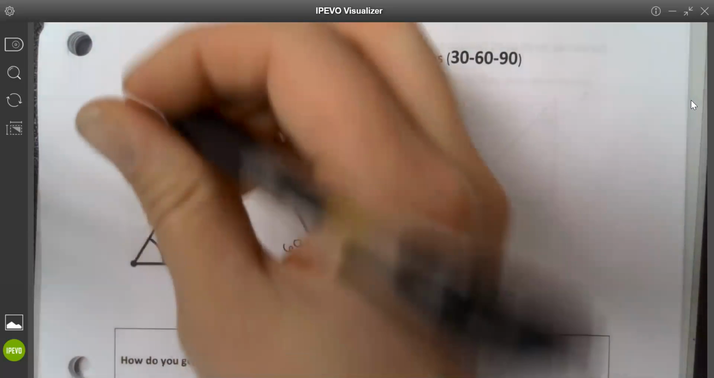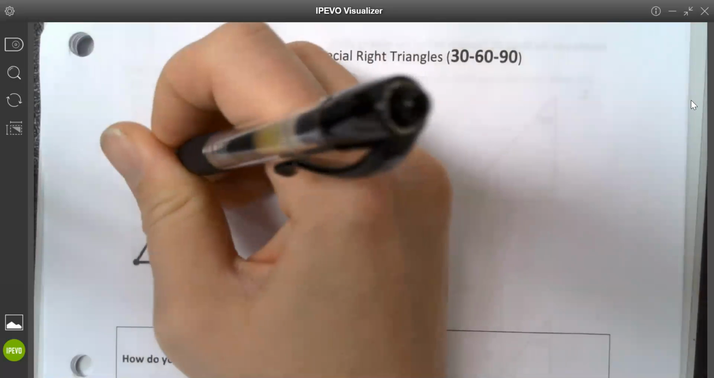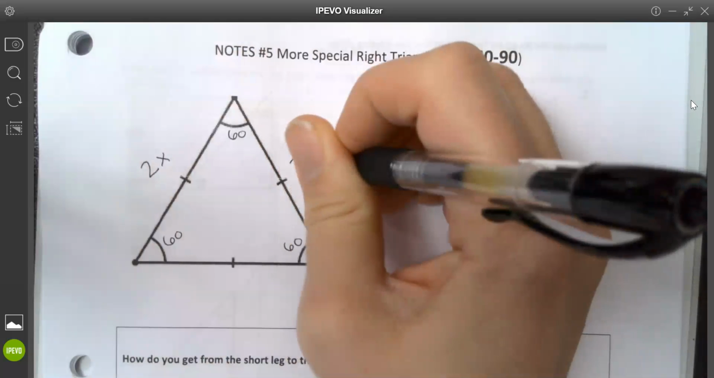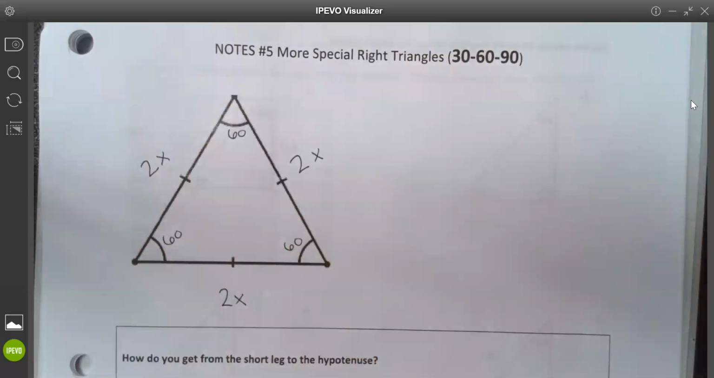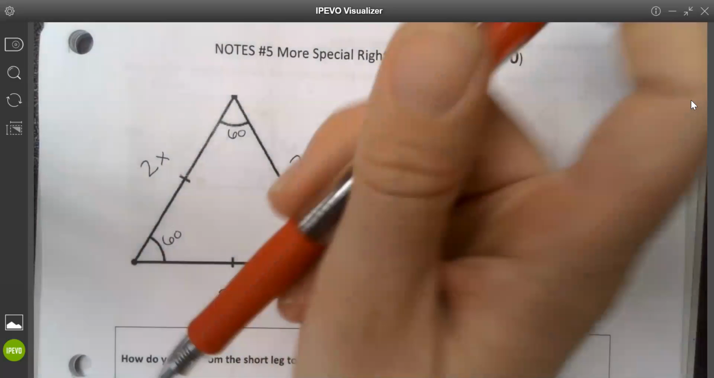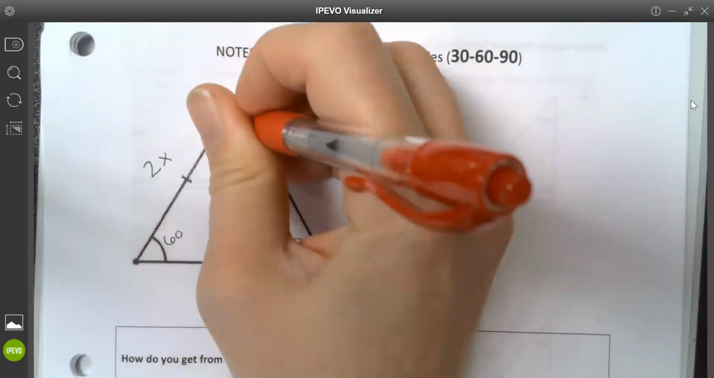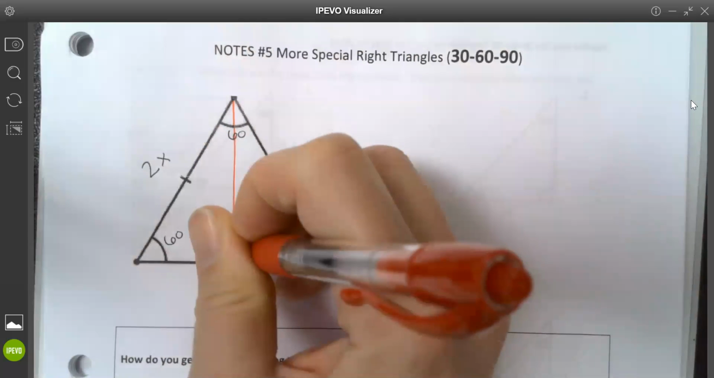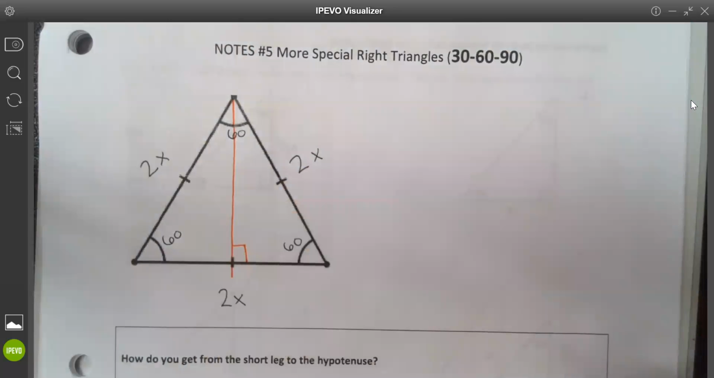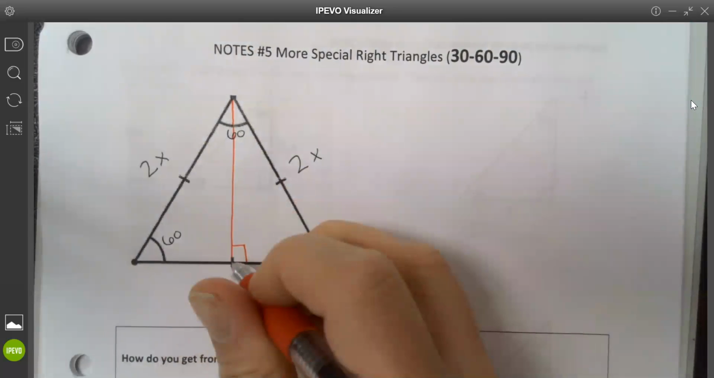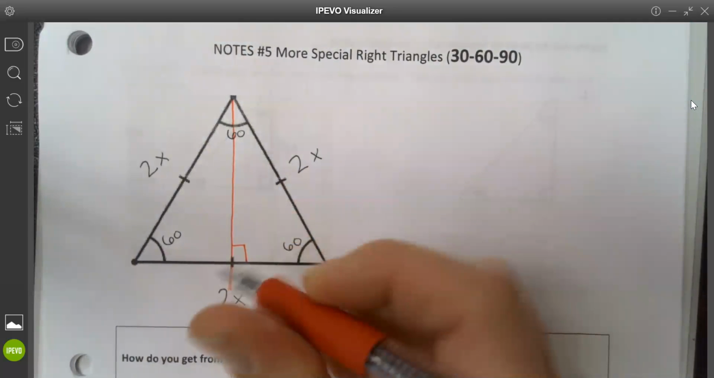I'm going to call all of these sides, they're all the same length, but I'm going to call them 2x. So if this side is 2x, this side is 2x, this length is 2x. So they all have the same length. Calling it 2x because I know where we're going. I'm going to drop in a perpendicular bisector here, where I'm creating a 90-degree angle. And it's bisecting this side and my angle here.